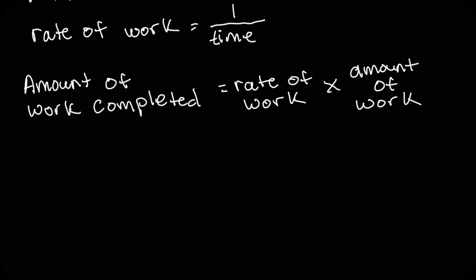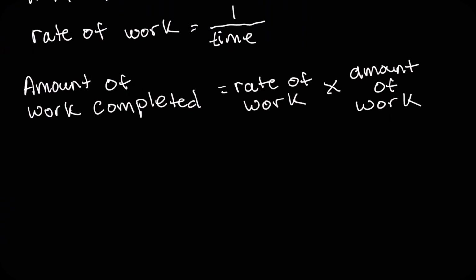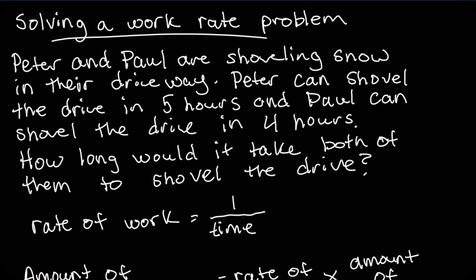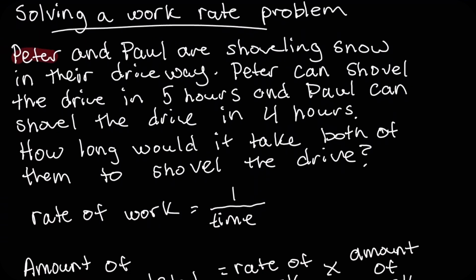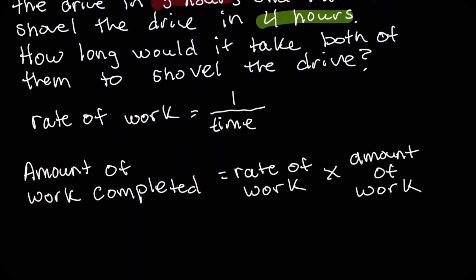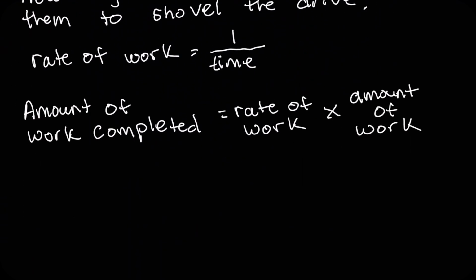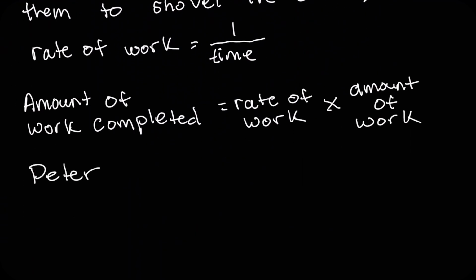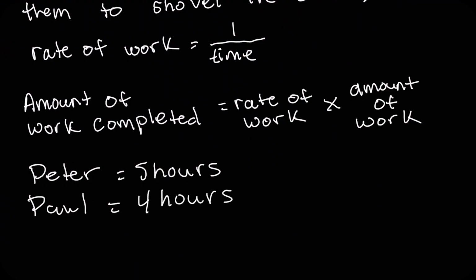So let's go ahead and write out what we know. In our case, we have Peter and Paul. So we know that Peter, it says, can shovel in 5 hours, and it says Paul can shovel in 4 hours. So let's go ahead and write that down. Peter is equal to 5 hours, and then Paul, it said, was equal to 4 hours. Using our rate of work right here, we know that we can convert these.